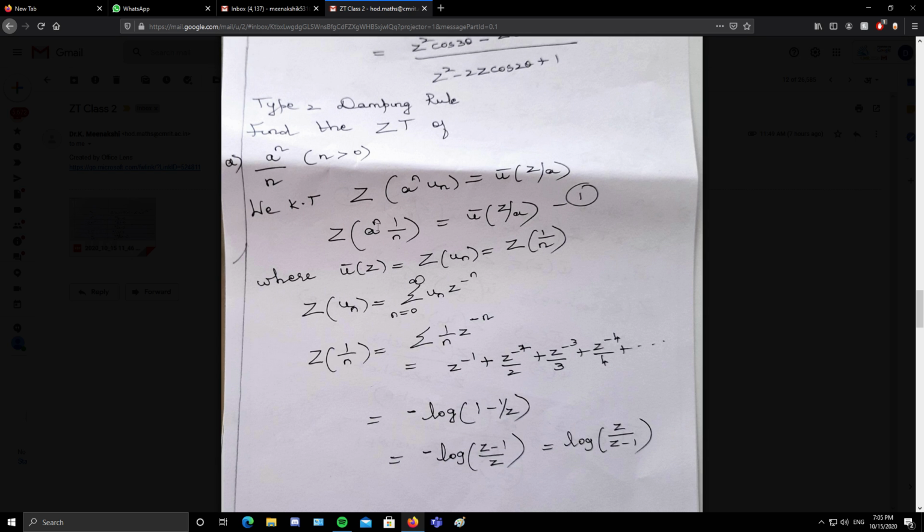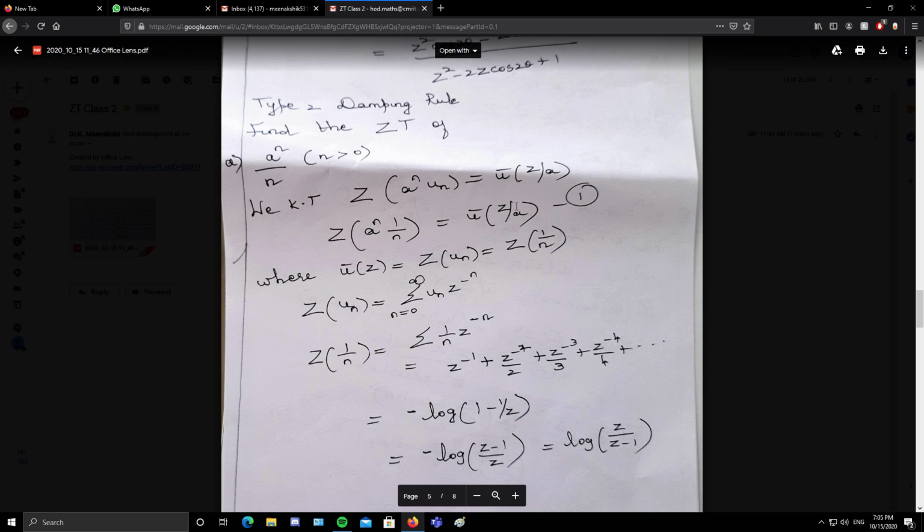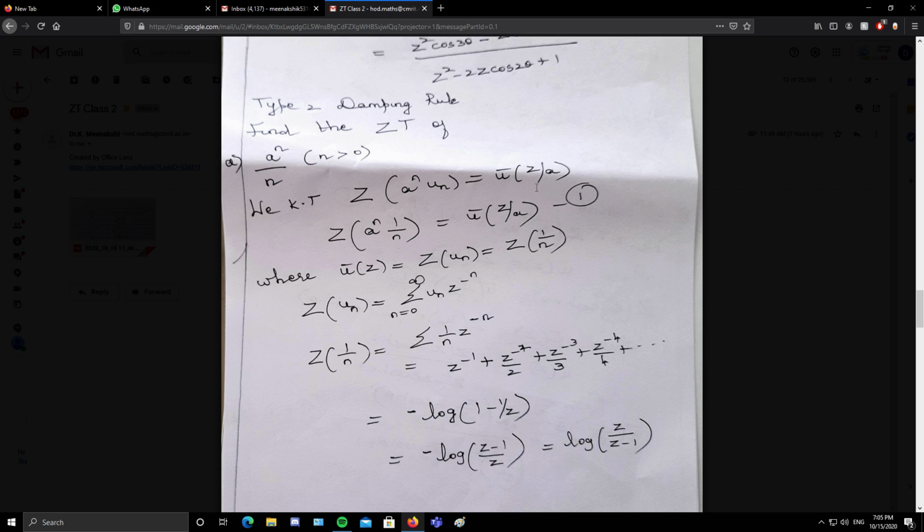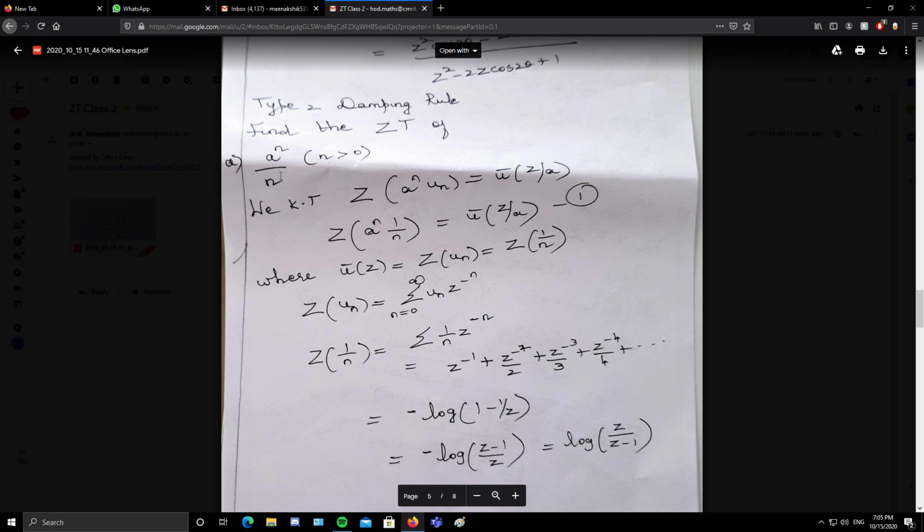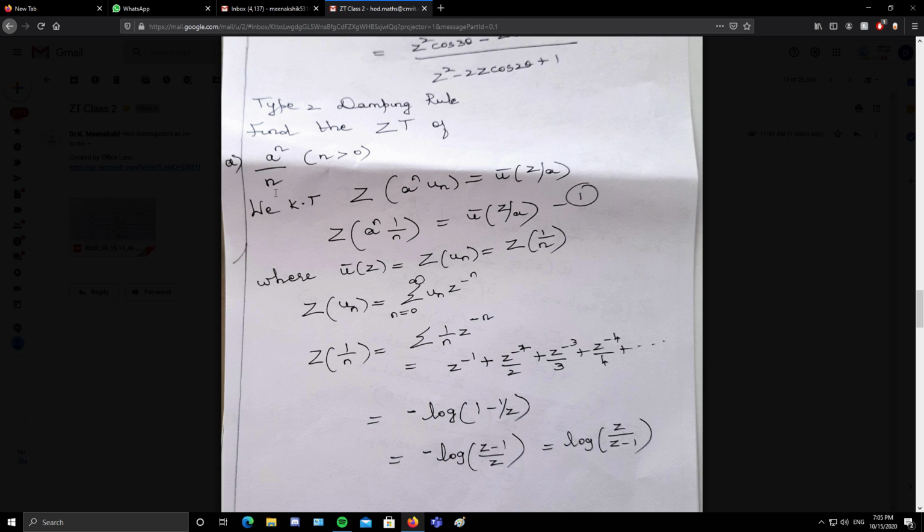It is of the form a power n into u n, here a power n into 1 by n. What is the formula? U bar of z by a. So take u n as 1 by n, where u bar of z is Z of u n. I repeat, when you see the expression a power n by n, it is of the form a power n into 1 by n. What is the transform of a power n u n? U bar of z by a.